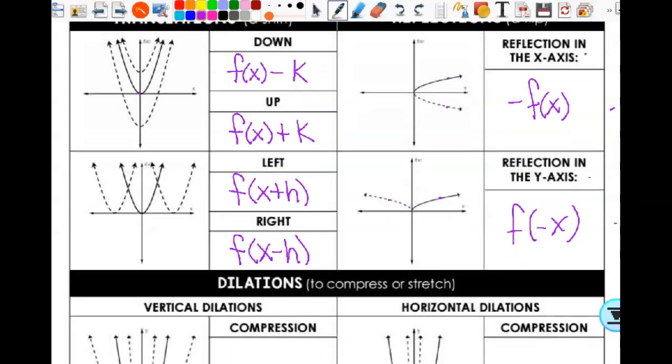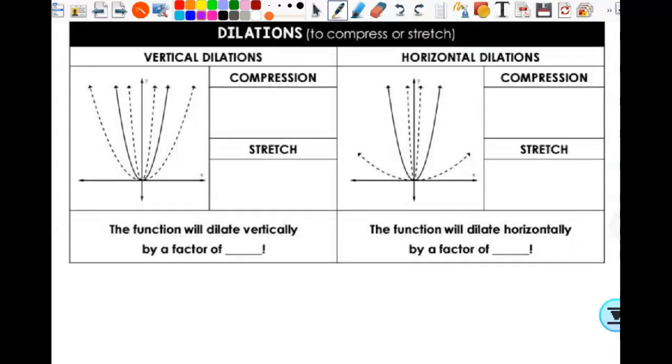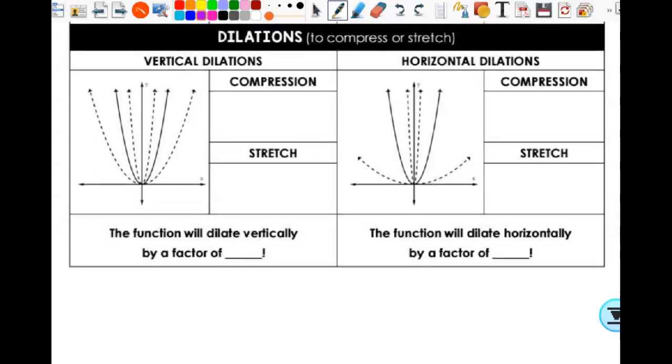Okay? So let's look at our dilations now. Dilations, you probably talked about more as stretches and compressions, which is fine because that's what's happening and that describes it a little bit better. But the word dilation is what we need to make sure is in our vocabulary, that we're using, and that we understand when we see it. So a vertical dilation could be a compression or a stretch. And if it's happening vertically, it is affecting the y value, right?